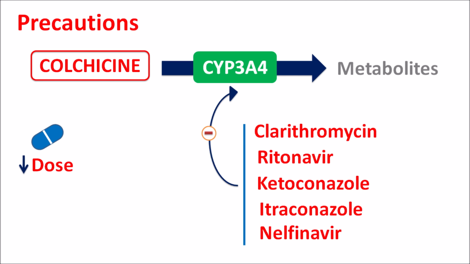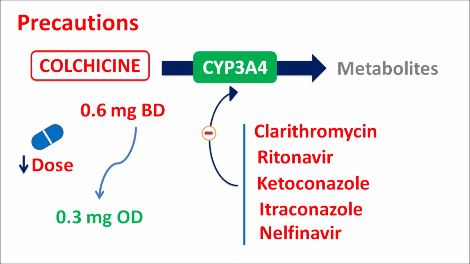For instance, if the initial dose is 0.6 mg given twice daily, the dose may be reduced to 0.3 mg given as once daily. So dose reduction should be done in conditions of any drug interactions or in conditions of any renal failure. Similar drug interaction can also be observed with the P-glycoprotein inhibitors, where the dose of the colchicine should be reduced. What are the side effects?